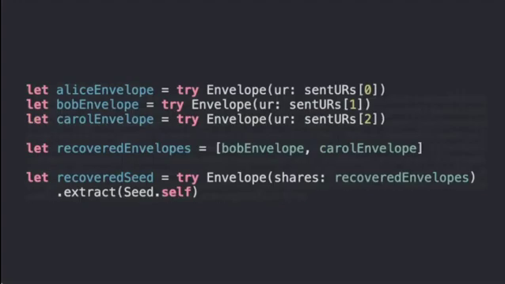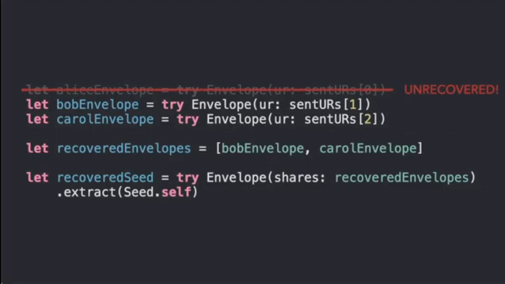So on the receiving side, we have these 3 envelopes, sent URs 0, 1, and 2, and let's say that they were distributed to Alice, Bob, and Carol. But let's say that Dan only managed to recover the second 2 envelopes, Bob and Carol's envelopes, and that meets the quorum, though. So in that case, he creates an array of the 2 envelopes, and then he recovers the seed. He basically tries to create an envelope with the shares and then extract the seed from that, and that works. Assuming that actually completes and doesn't throw an exception, it was a success. It's that simple.